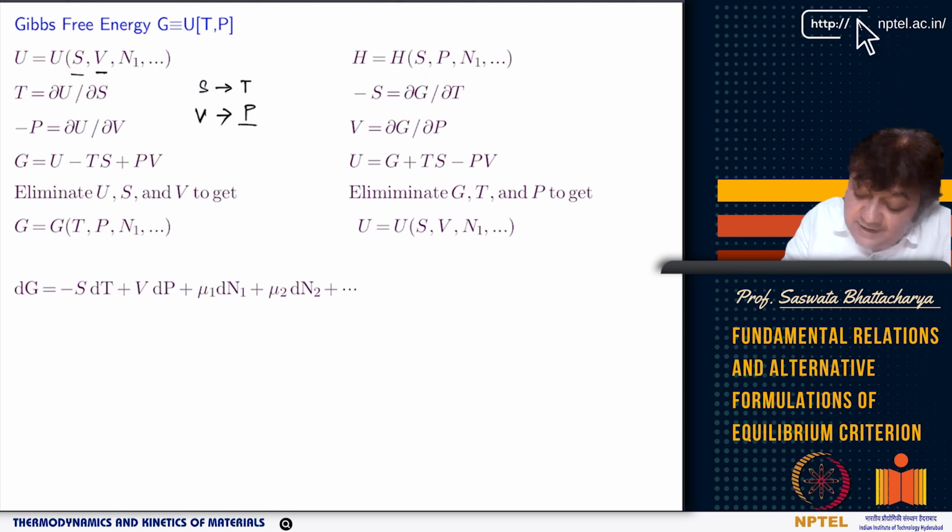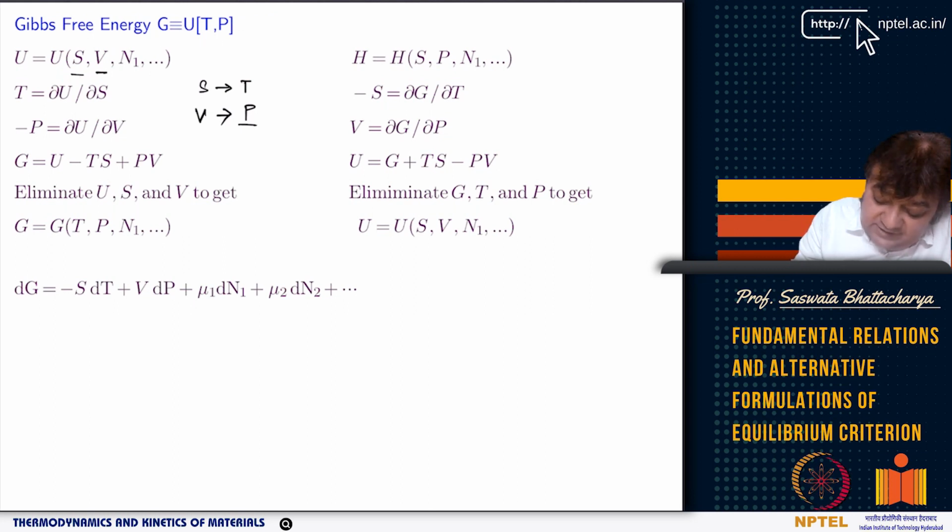So if I am doing that, then basically there are two slopes, T, which is del u by del s. In this case, T is del u by del s is the first one, and then there is minus p, which is del u by del v, and we are writing g as u minus ts plus pv, which is nothing but h, u plus pv is h, so this is h minus ts.